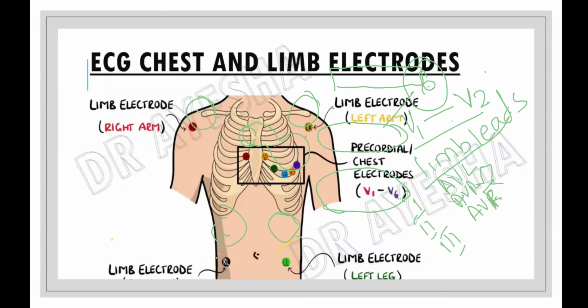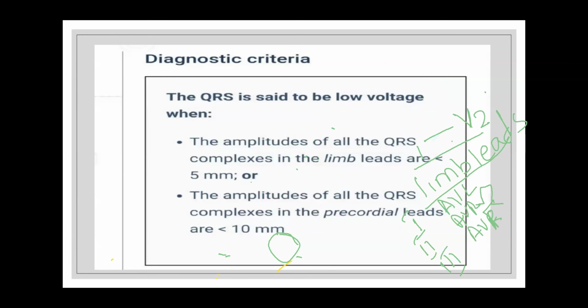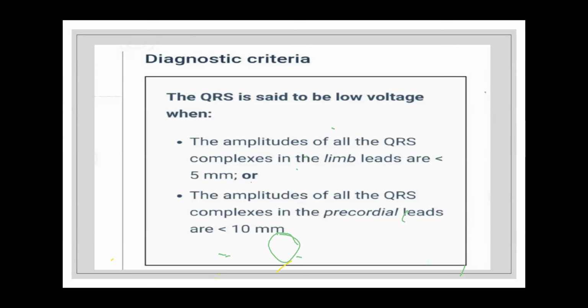So when are you going to label it as really low voltage, even with normal standardization? You have to see the limb leads: the complex size should be less than 5 millivolt. What do you mean by 5 millivolt? One large box equals 0.1 millivolt, which equals 1 millivolt. So if the complex size is 5 boxes, it has 5 millivolt.